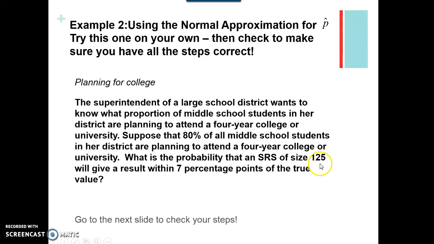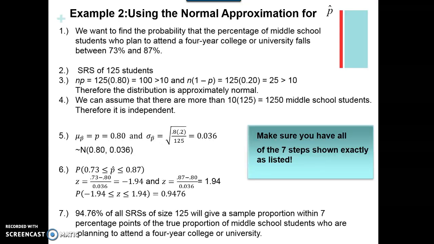Okay, so hopefully you recognized that this was a p hat. How did we know? The question: what's the probability that an SRS of size 125 will give a result within 7 percentage points of the true value? So with an SRS of 125, you're going to think about a curve with a whole bunch of sample proportions of 125. What's the probability that one of those is going to give a result within 7 percentage points of the mean? Okay, so here are our 7 steps.